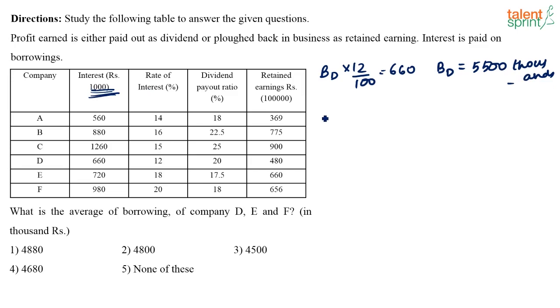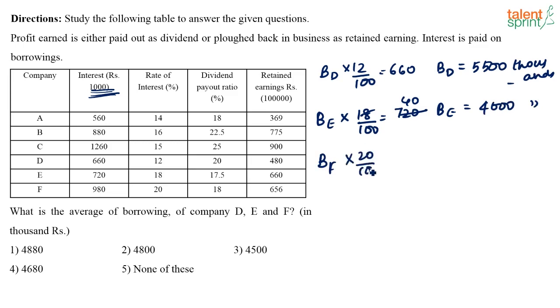Now next, similarly, you have to find the borrowing of E. So borrowing of E into 18 by 100 is equal to 720, or I can say borrowing of E is equal to 4000 thousands. Similarly, next, what should I find out? Borrowing of F. Borrowing of F into 20 by 100 is equal to 980, or borrowing of F is 980 into 100 by 20, correct? That is 980 by 20, that is 4900 thousands.